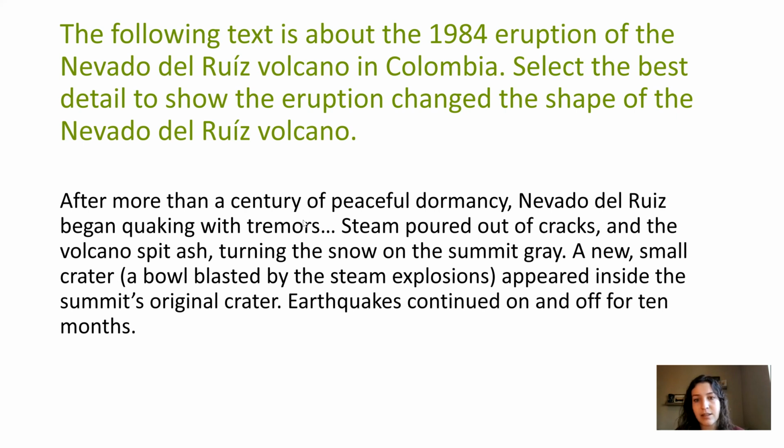Our next sentence, a new small crater, and a crater is a bowl blasted by the steam explosions, appeared inside the summit's original crater. So this is describing how the eruption changed the shape of the volcano, which is exactly what we're looking for. Now the next sentence, earthquakes continued on and off for 10 months. That doesn't contribute any information on how the shape of the volcano changed. So we're going to stick with the third sentence contributing to the best detail to showing how the eruption changed the shape.